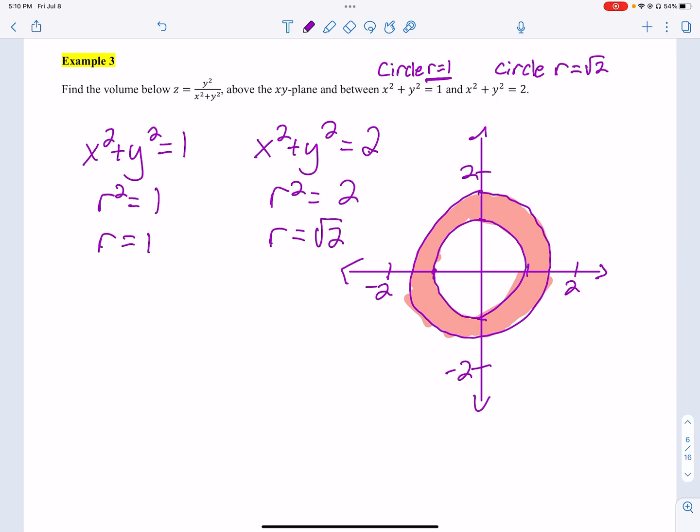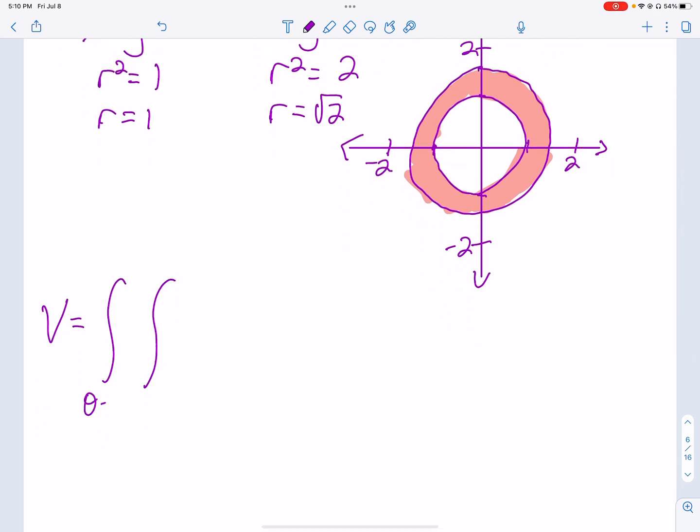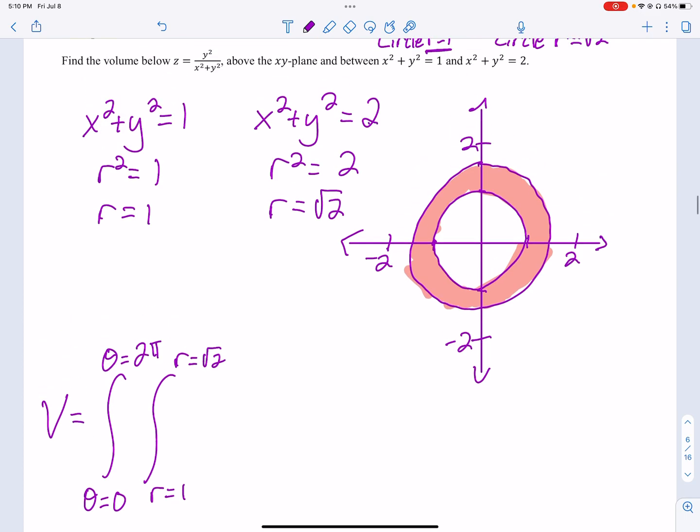All right, I think I have enough to build my volume integral. I know that theta always goes on the outside every single time, and it's a whole ring, so 0 to 2 pi. And then our r's are going to go from the smaller one, 1, to the bigger one, rad 2. You could use your calculator if you were unsure. A couple of things we didn't write down, but it's always true. x equals r cosine theta. y equals r sine theta.